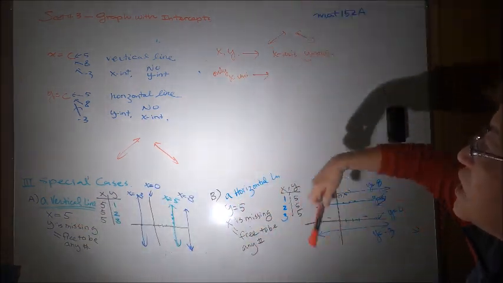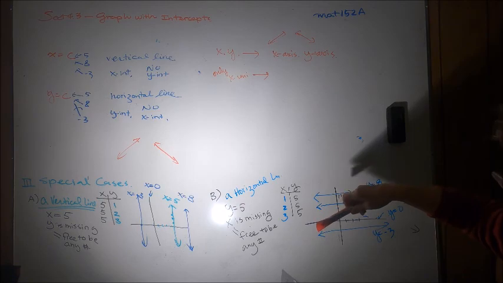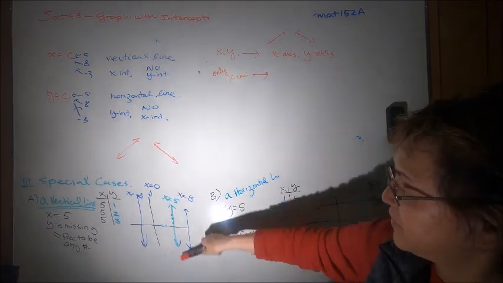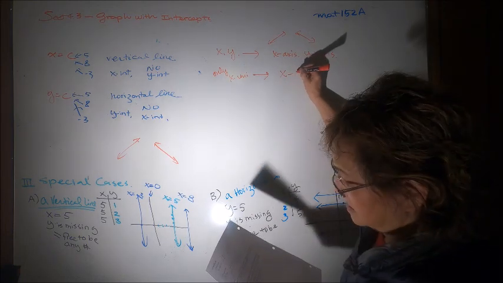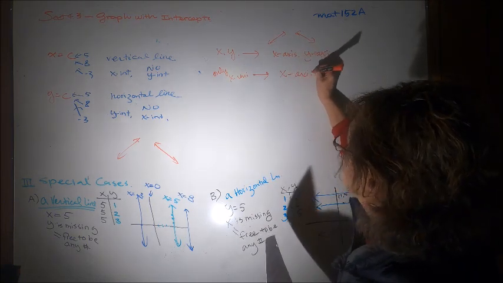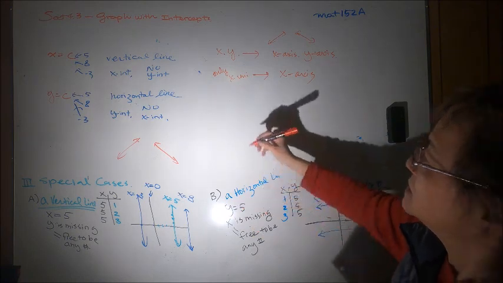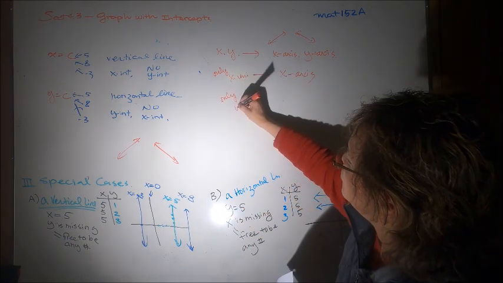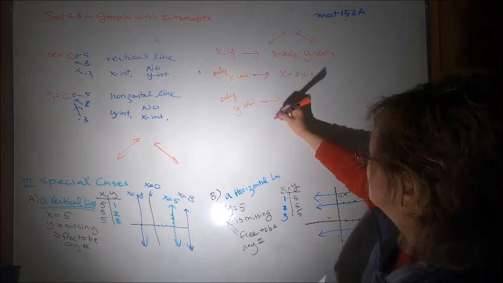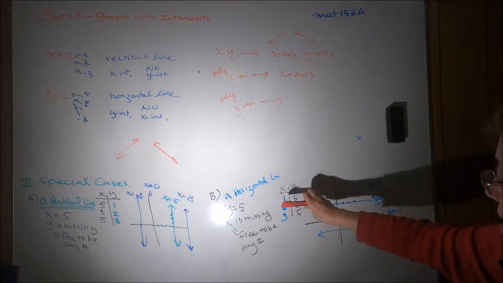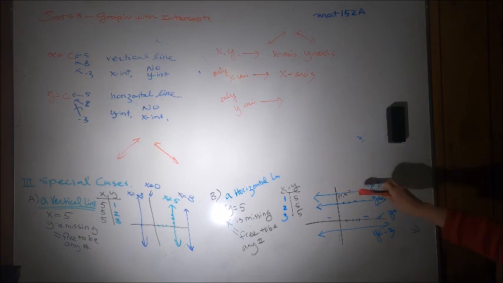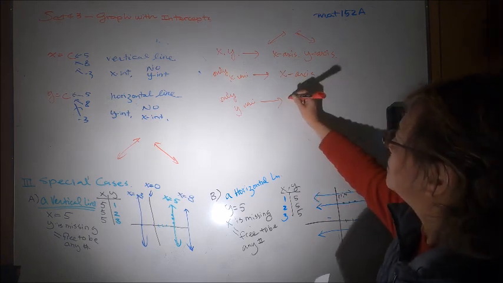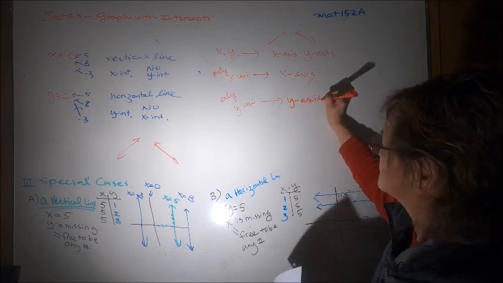If we only have x variable, so there's no y. Y is running free up and down, right? If you're running free up and down, the line crosses what? X-axis, right? Then if we only have y variable, then x running free left and right, that would be what? Horizontal lines. You will cross what? Y-axis.